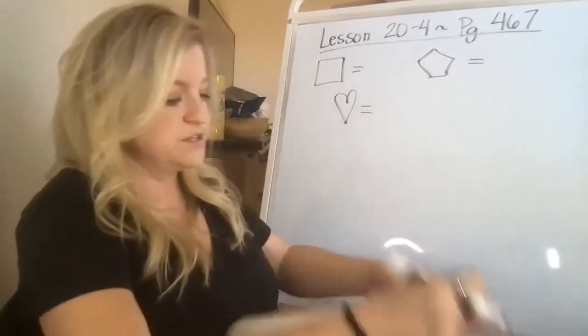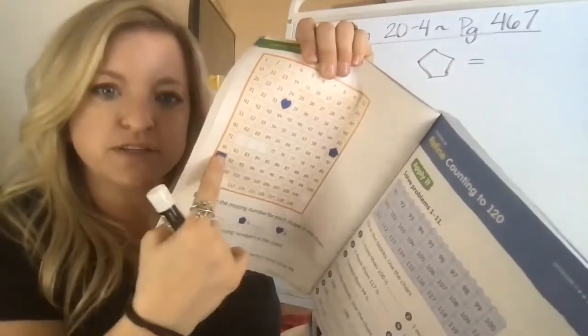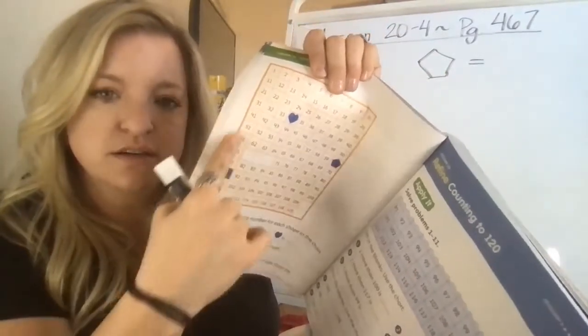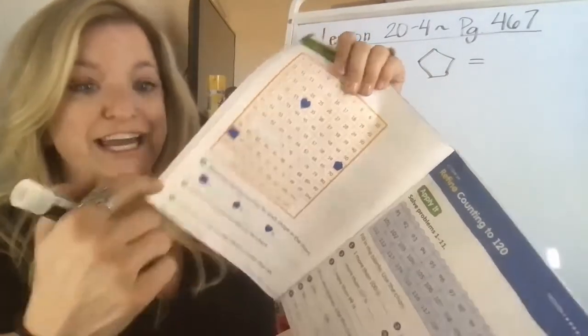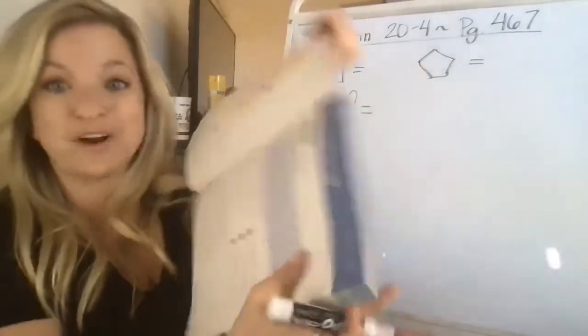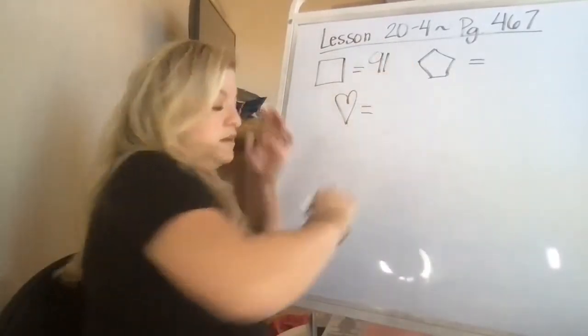All right, we'll start with the square. So the square is right in that first column. And if you notice, they all have 1s. So 71, 81, 91. Oh, yeah, that works because the next number is 92. So the square is 91.